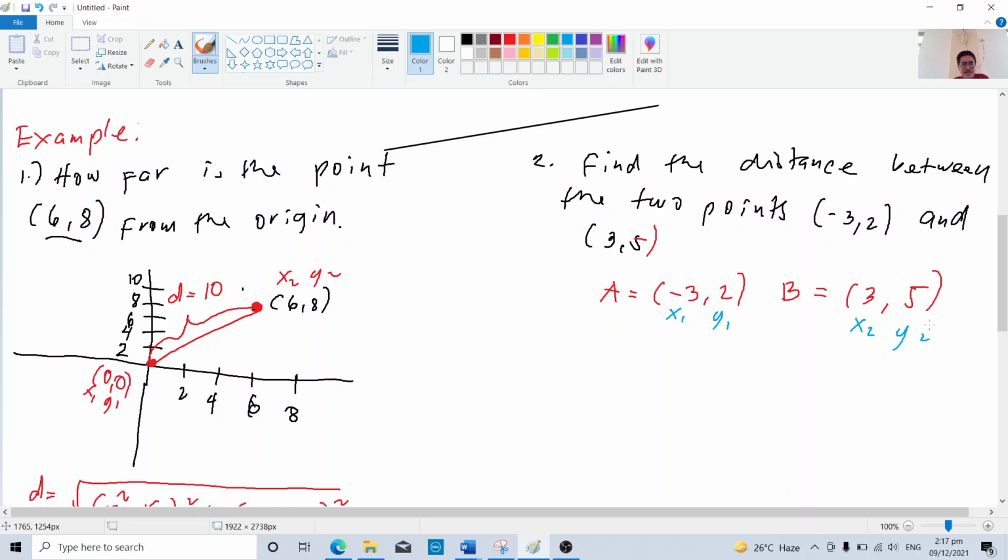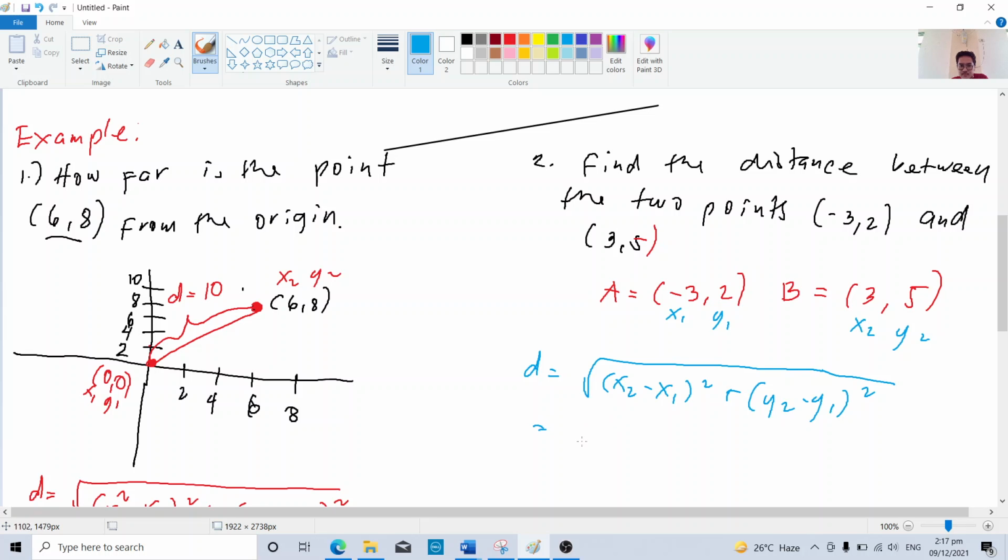Dito naman, kahit pabaliktad nyo siya, parehas pa rin yung sagot na kuha. Because yung distance formula is naka-square siya sa loob ng square root. Kahit mag-negative yan, positive pa din yung lalabas. We have the distance formula is equal to the square root of (x sub 2 minus x sub 1) squared plus (y sub 2 minus y sub 1) squared.